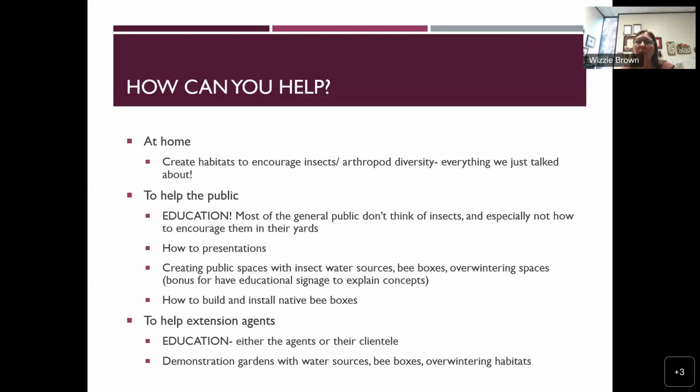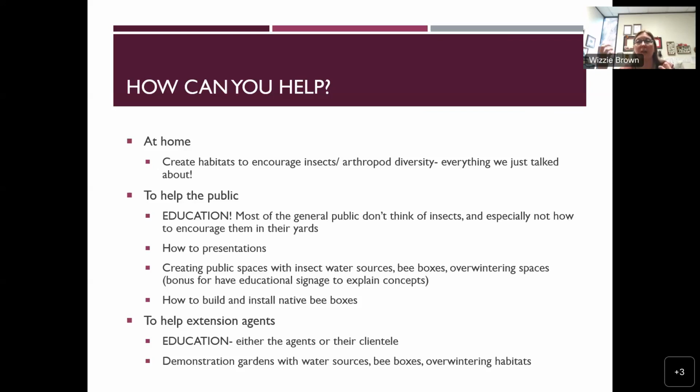So they are going to be dealing more on the crop side. But these are things that we're really going to need to think about, where we can educate our agents and help them educate others about encouraging these habitats. If you have a demonstration garden, incorporate some of these into that demonstration garden and maybe put signage up.